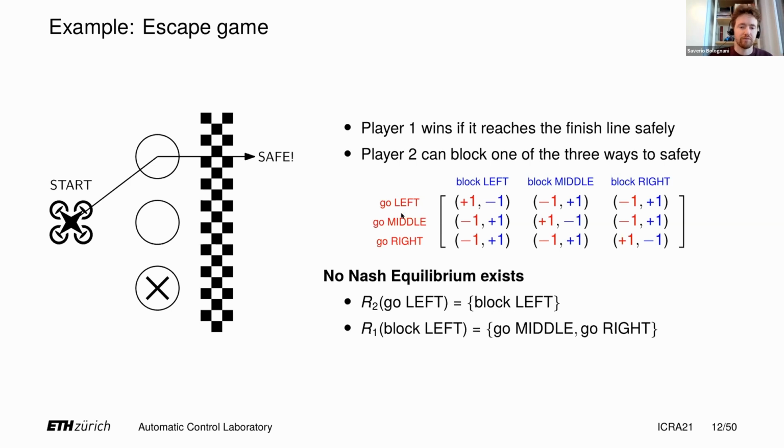Okay, so if player one decides to go left and player two decides to block the left path, then player one gets a higher outcome and they are minimizer. Player two gets a -1.